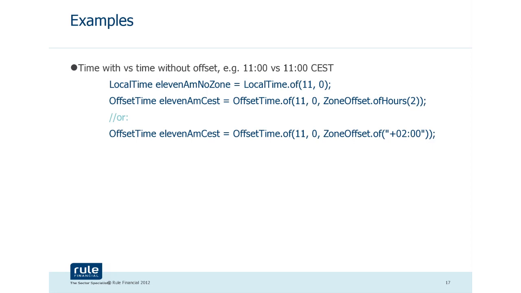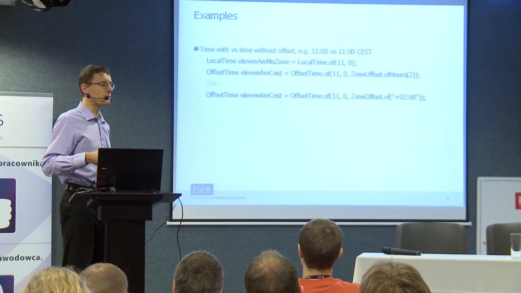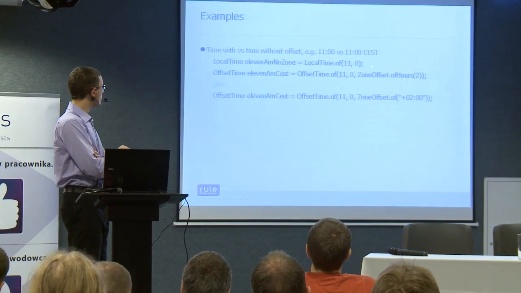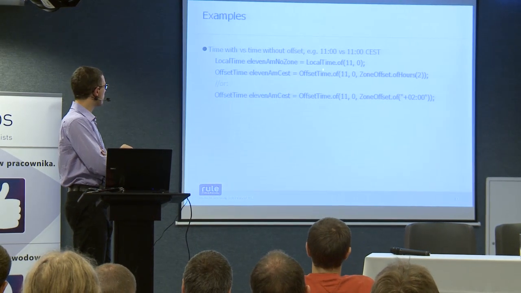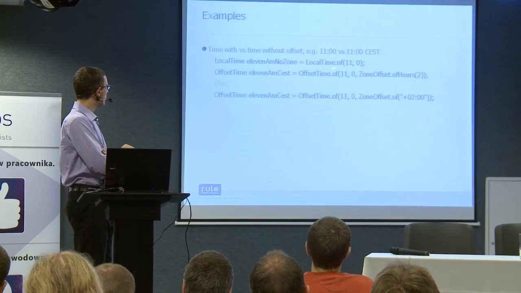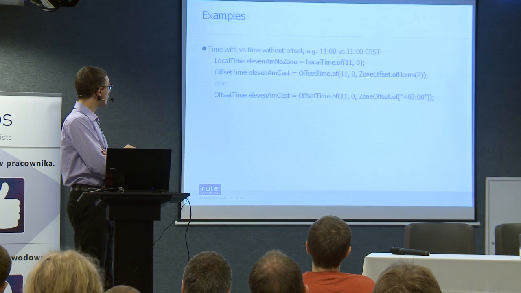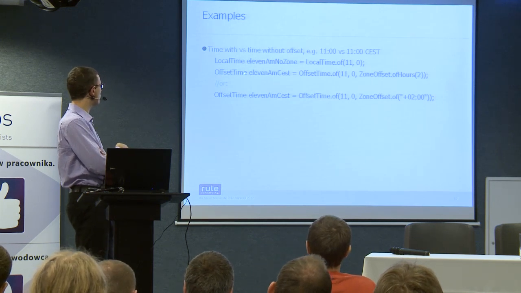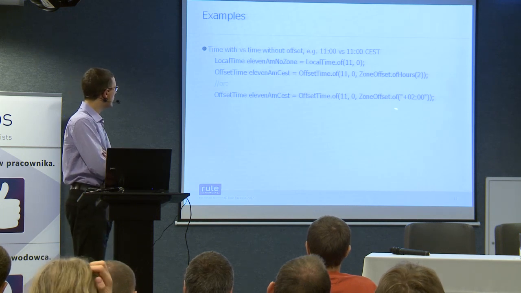Now remember, I mentioned at the beginning, you can't express the difference between time without time zone and time with time zone in the JDK. So with ThreeTen you can do it. Local time, we've already seen it. Now if you combine local time with the zone offset, so for example zone offset +2, you will have offset time. So this is a time plus offset.